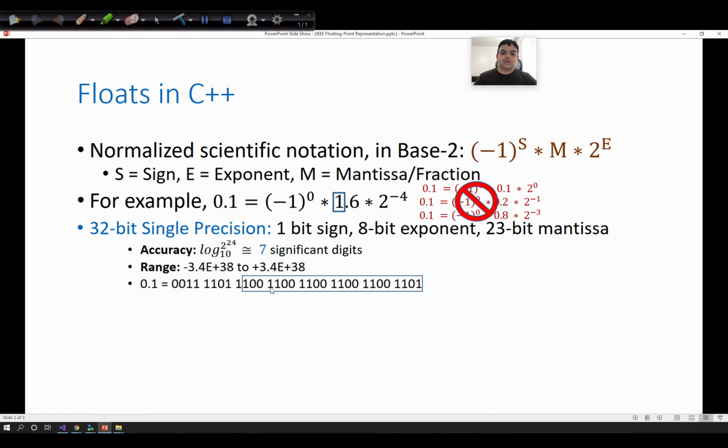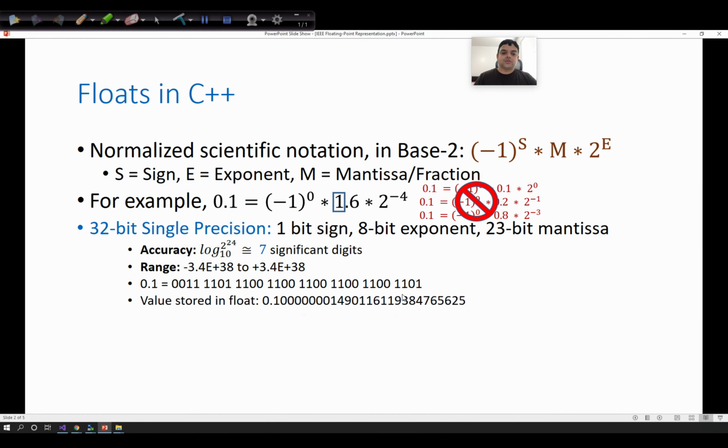Now the remaining 23 bits encode 0.6. Notice 0.6 has a repeating pattern. That is, 1001 is repeated 5 times. So we have 1001 followed by 1001, 1001, 1001, 1001. And the last one, instead of being 100, is rounded to 101. The reason why the last bit is flipped from 0 to 1 is because we need to round this number to represent it as accurately as possible.